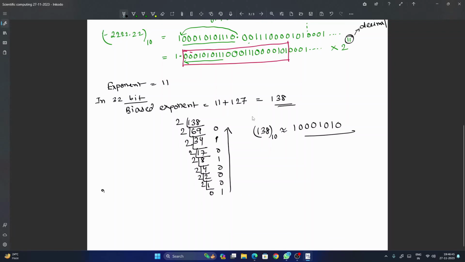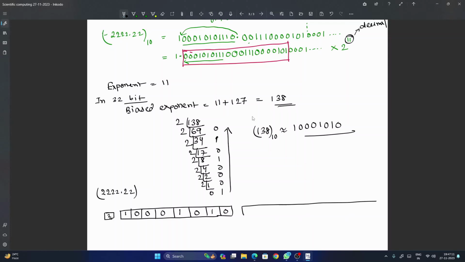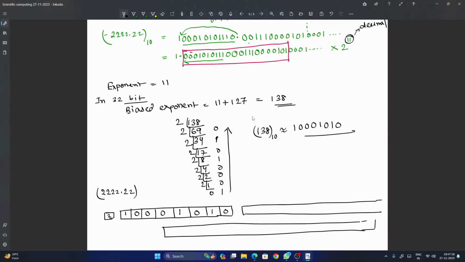So that means now your 2222.22, this number, if you save it, its first sign bit will be saved here as 1, and after that a total of 8 bits are there, and in these 8 bits 1 2 3 4 5 6 7, here you will get 10001010, and after that you have a total of 23 bits there, and in these 23 bits you have to save all the Mantissa values.